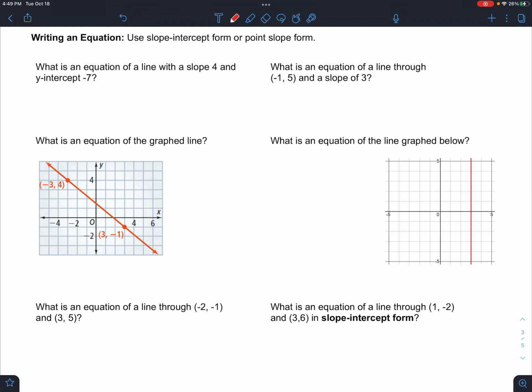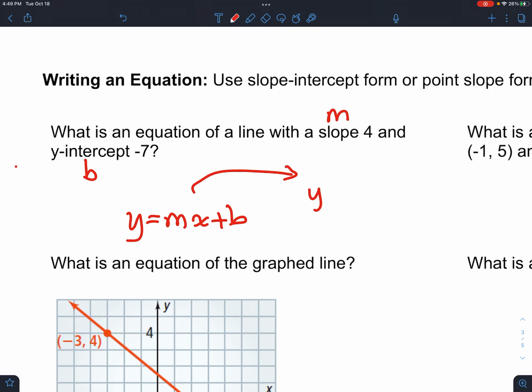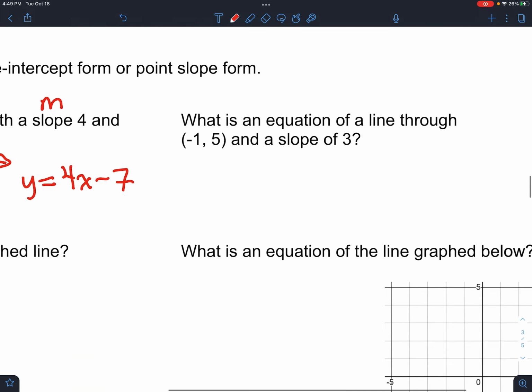All right. And then we got this chunk here left. So what is the equation of a line with a slope and a y-intercept? Well, we have a form, slope-intercept form, that does exactly that. We just have to plug in 4 and -7.